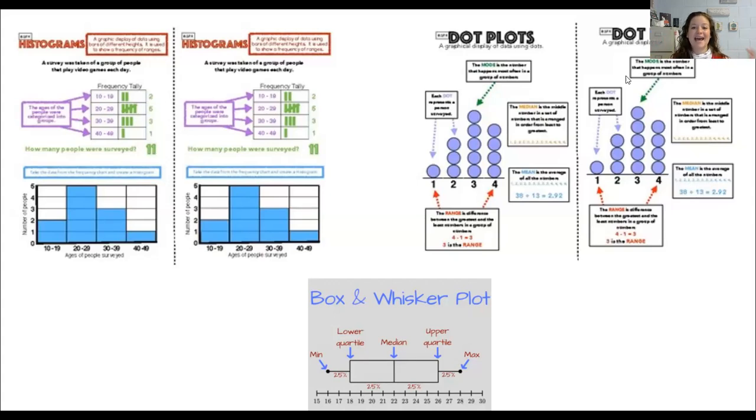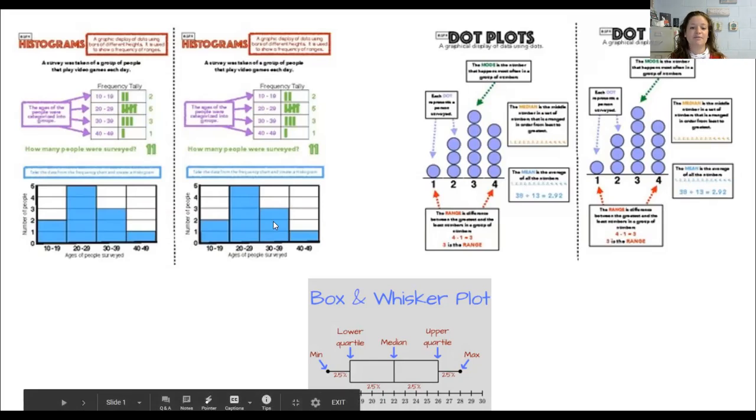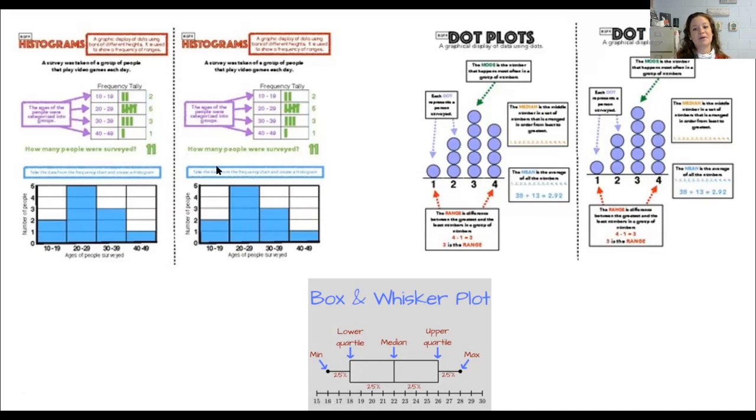So we're going to, again, take the information that we've already learned about and apply it to this new skill. So today we're going to be looking at histograms, dot plots, and box and whisker plots. Okay, so a histogram looks very familiar. It's kind of like a bar graph, okay? But the difference between a bar graph and a histogram is that the bars touch in a histogram. So when you're creating a histogram, make sure your bars are touching, okay?